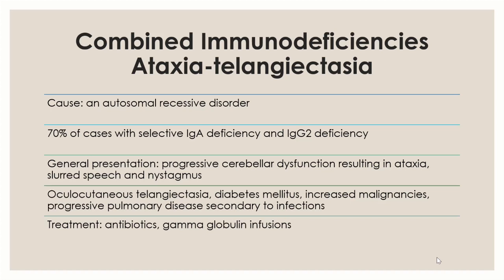Patients usually present with a progressive cerebellar dysfunction, resulting in ataxia, slurred speech, and also nystagmus. Oculocutaneous telangiectasia, diabetes mellitus, increased malignancies, progressive pulmonary disease secondary to infection. Oral presentation mainly in the form of recurrent herpetic gingival stomatitis and also candidiasis. Treatment usually antibiotics or gamma globulins infusion.